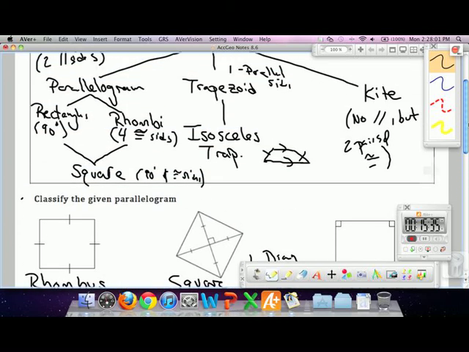Rectangles and rhombi are separate. A square is also a rhombus. So if it's not this, it can't be the square. It could be a rectangle. So now we got to check, is it possibly a rectangle?